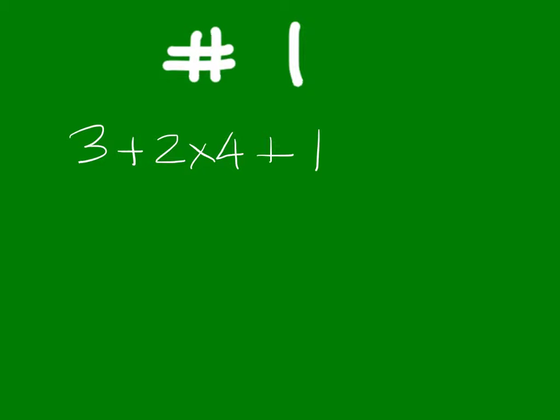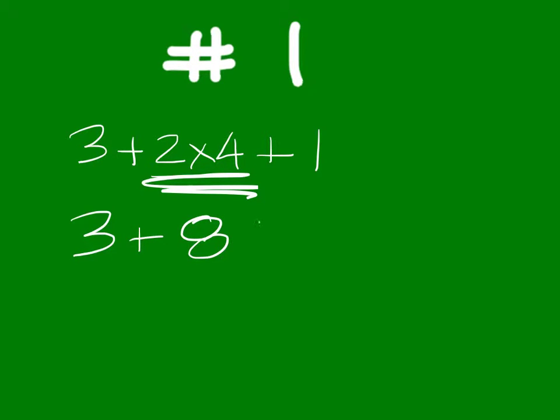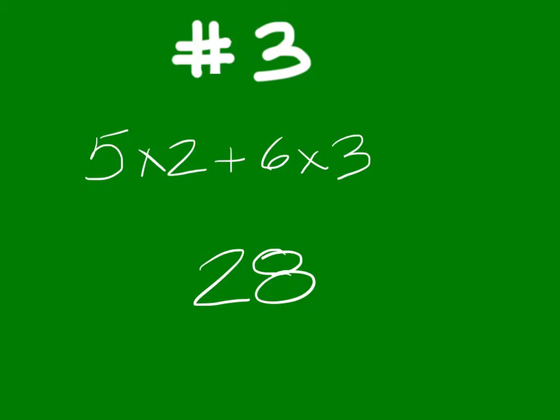On this one, what happened is that you have to do times before you do anything else. So 3 plus 8 plus 1 would be 12. Answer to this one should be 13. Answer to this one should be 28.